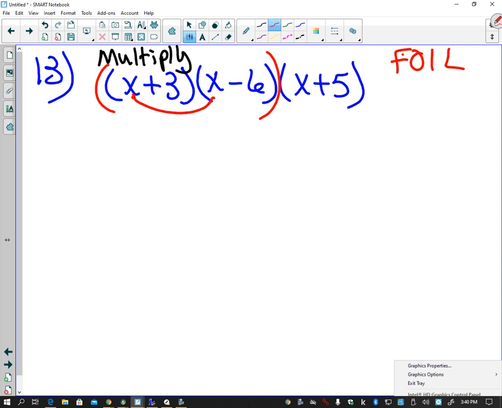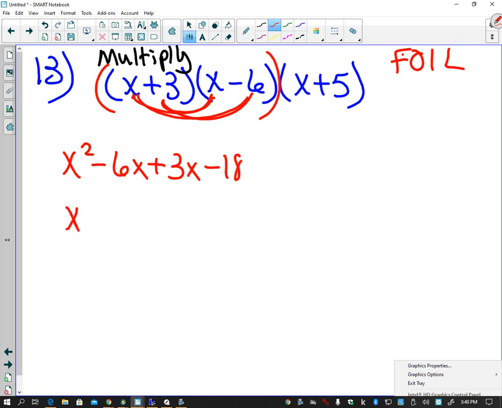So x times x is x squared, x times negative 6 is negative 6x, 3 times x is positive 3x, and 3 times negative 6 is negative 18. We're going to simplify by combining these two like terms. So we're going to get x squared minus 3x minus 18. That can't be simplified any further.